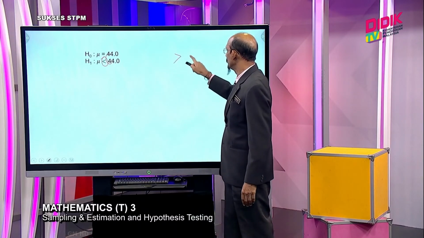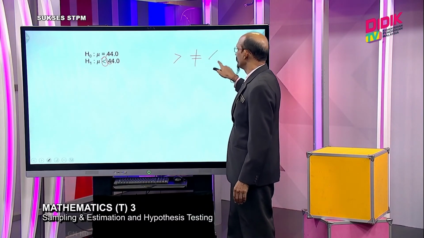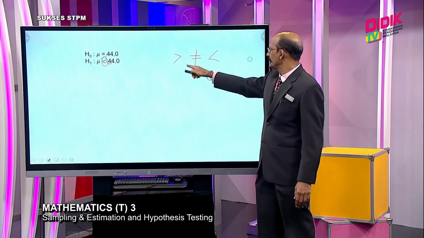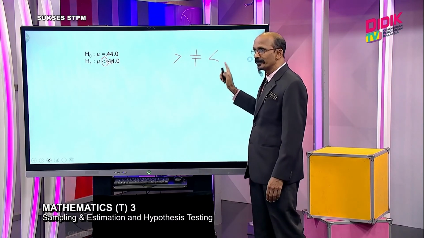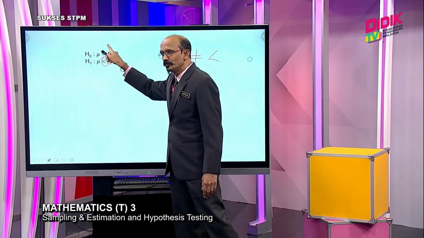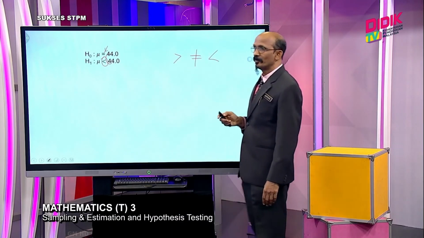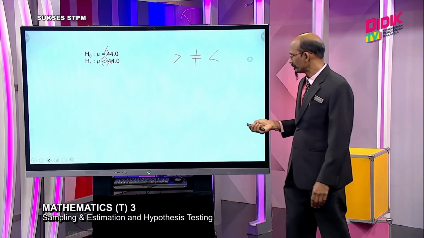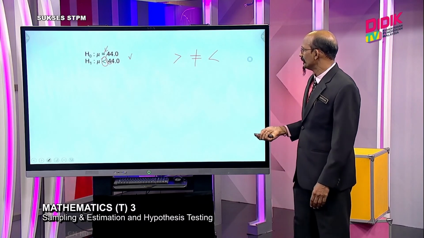Either it will be greater than, not equal to, or less than. Different symbols will come out for different tests. But for your H naught, you can use the equal sign. It doesn't matter, always the equal sign. Easier. So the first step, you get 1 mark.